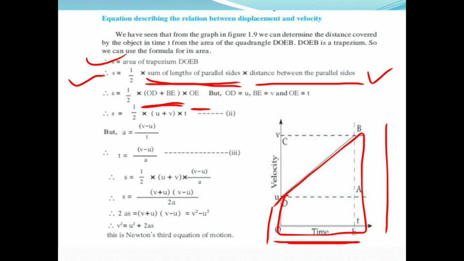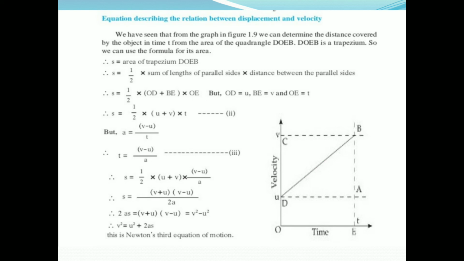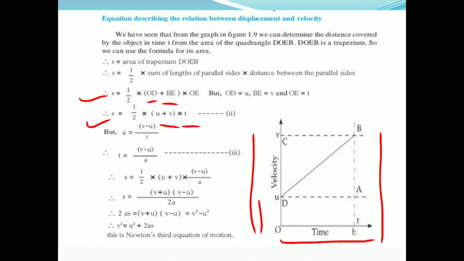Now S is equal to, let us substitute the values in this formula. S is equal to half into OD. Now what do you mean by OD? OD, that means this one, that is U. BE, that means this one, that is V, so we write U plus V. OE, that means this one, it is T. So the formula is S is equal to half into U plus V into T.